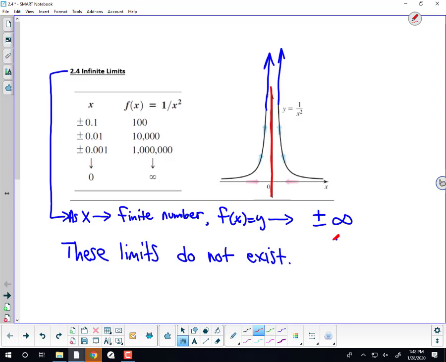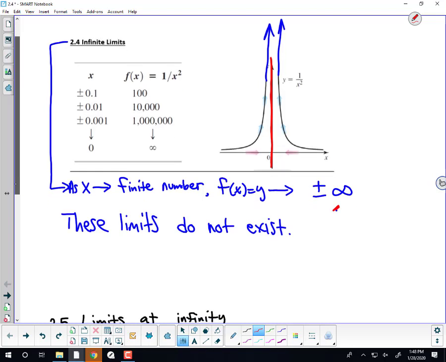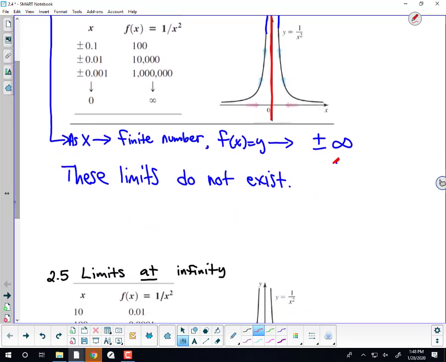And that's exactly how vertical asymptotes are defined. In an algebra or pre-calc class, they would have said a vertical asymptote is sort of the thing in the denominator that's left over after you've simplified, right? Like that's the best you got. But really a vertical asymptote is this right here. If you approach a finite number and your function values approach infinity or negative infinity, that's what it means to be a vertical asymptote. So those are infinite limits.